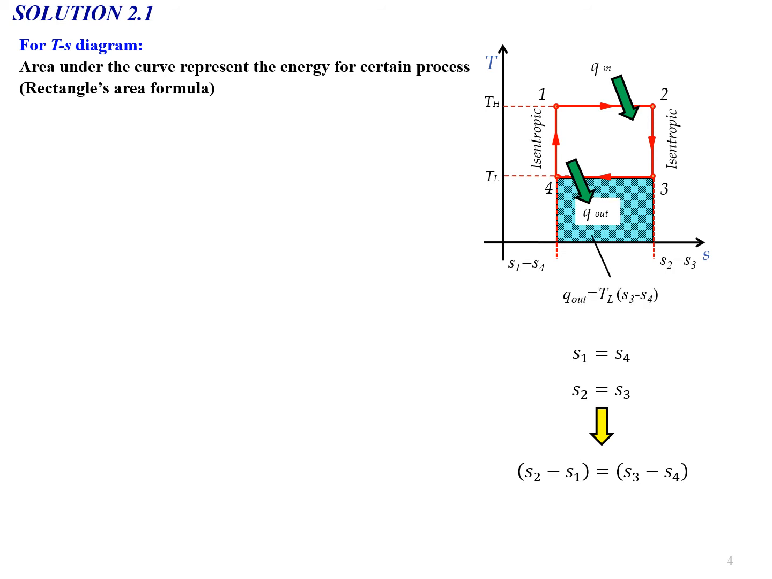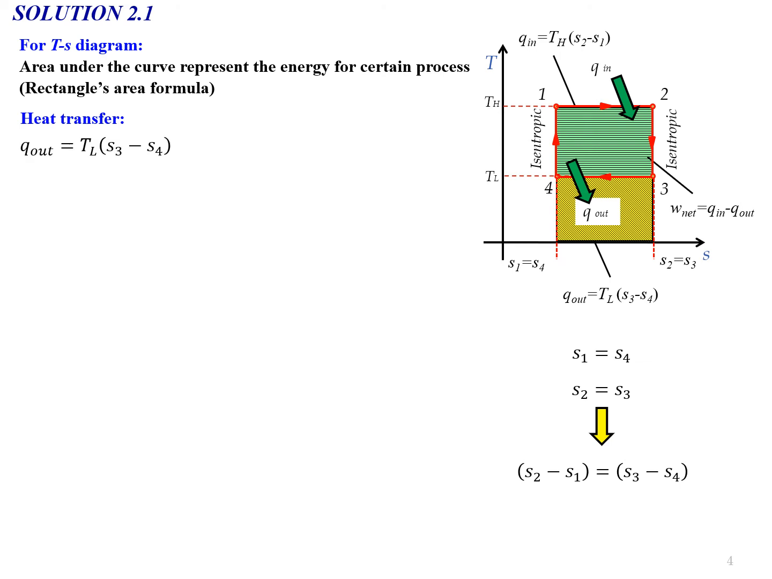From this, we know that Q out is equal to TL times in the bracket S3 minus S4, and Q in is equal to TH times in the bracket S2 minus S1. The work net of the Carnot cycle is equal to Q in minus Q out, because we just want the work net of the Carnot cycle. So from the heat transfer equation, Q out equals TL times (S3 minus S4), Q in equals TH times (S2 minus S1), and the net work is W net equals Q in minus Q out.